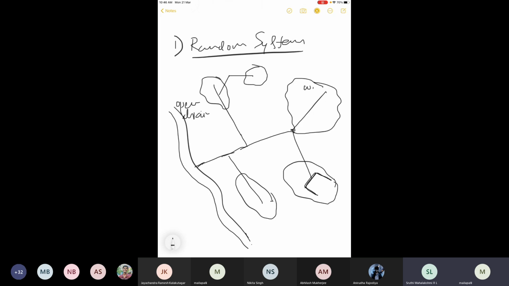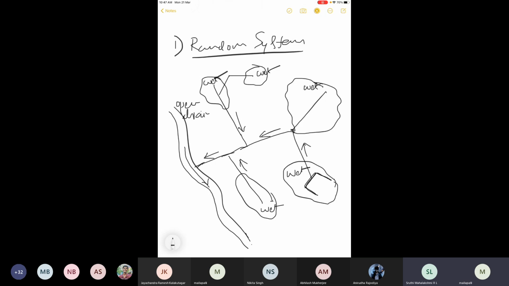So this is the wet spot, and this is also a wet spot. This is also a wet spot. This is the wet, and this is the wet. Okay. So water will be collected from here, similarly from here, and from here, and then this is the open ditch. So let's go from here.